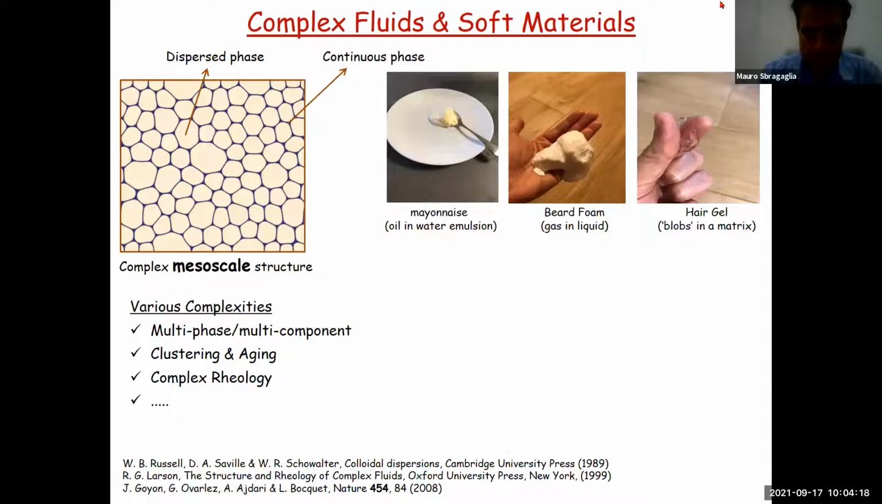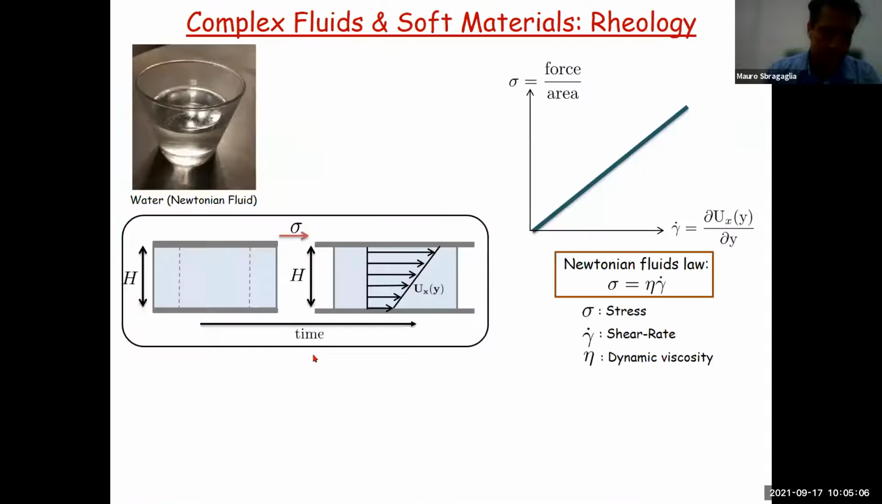So the focus of the lecture is on complex fluids in general and soft materials in particular. Those materials are characterized by a collection of soft objects at the mesoscales dispersed in a continuous phase. Examples come really from everyday life. Think about mayonnaise, that is an oil in water emulsion, or a beard foam, that is a gas in liquid dispersion, or a gel. These soft materials are characterized by a complex mesoscale structure, and they display a variety of complexities, including clustering, aging, and so on and so forth. And importantly, they are characterized by a complex rheological response, complex in comparison to, let's say, a Newtonian fluid.